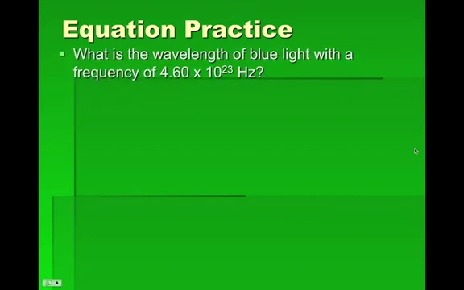What is the wavelength of blue light with a frequency of 4.6 times 10 to the 23rd hertz? This actually wouldn't be blue light. This would be somewhere in the ultraviolet range. So I really should change this to ultraviolet. Might even be more than that. I kind of just pulled this number from nowhere.